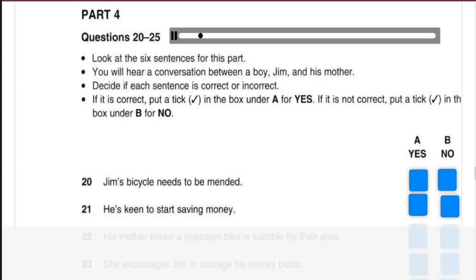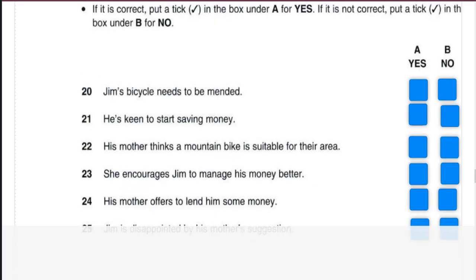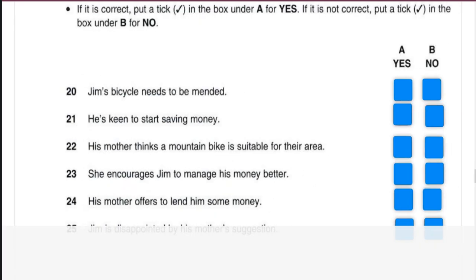If it is correct, put a tick in the box under A for yes. If it is not correct, put a tick in the box under B for no. You now have 20 seconds to look at the questions for part 4. Now we are ready to start. Listen carefully. You will hear the recording twice.